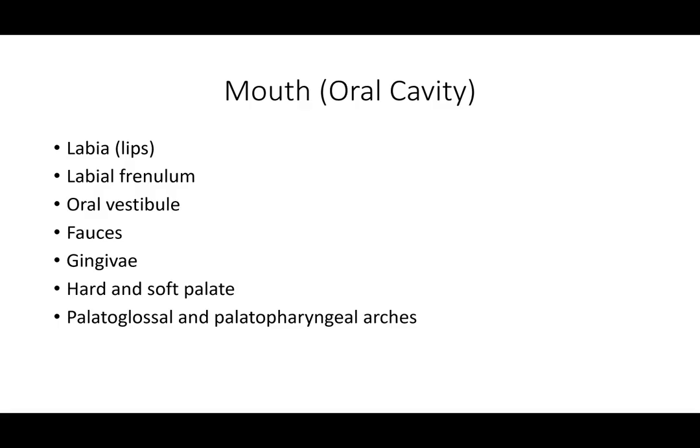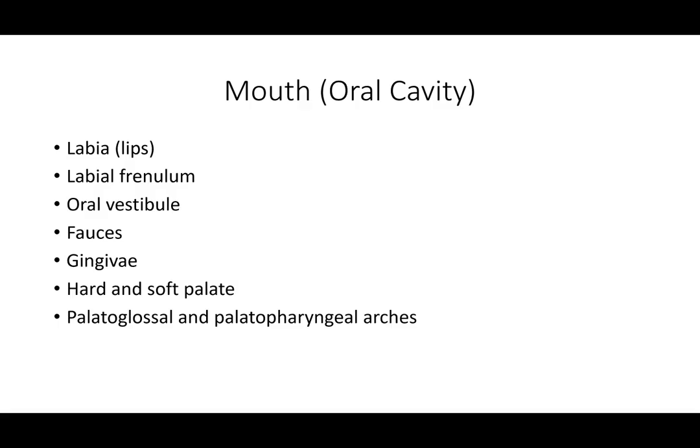Next up, we have the fauces, kind of like faucets. This is going to be the main part of the mouth, so kind of around the tongue and gums and stuff like that. The gingiva are the actual gums, and then we have the hard and soft palate forming the roof of the mouth, and then we have the palatoglossal and palatopharyngeal arches.